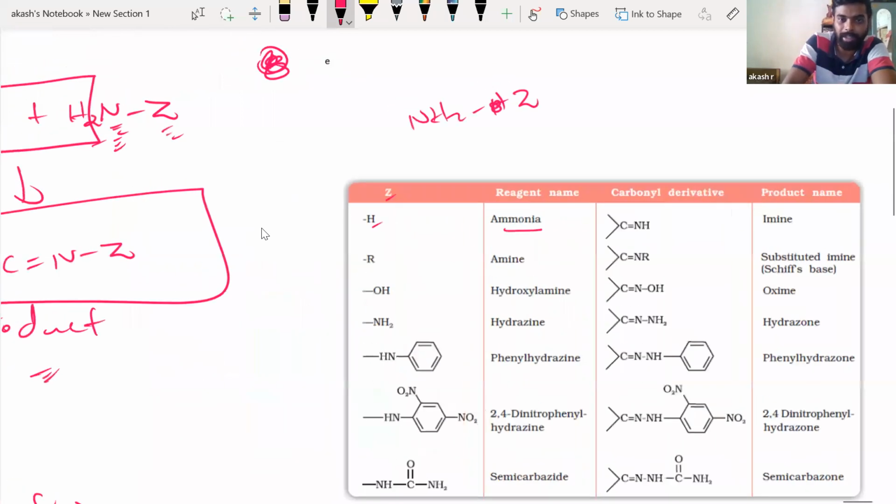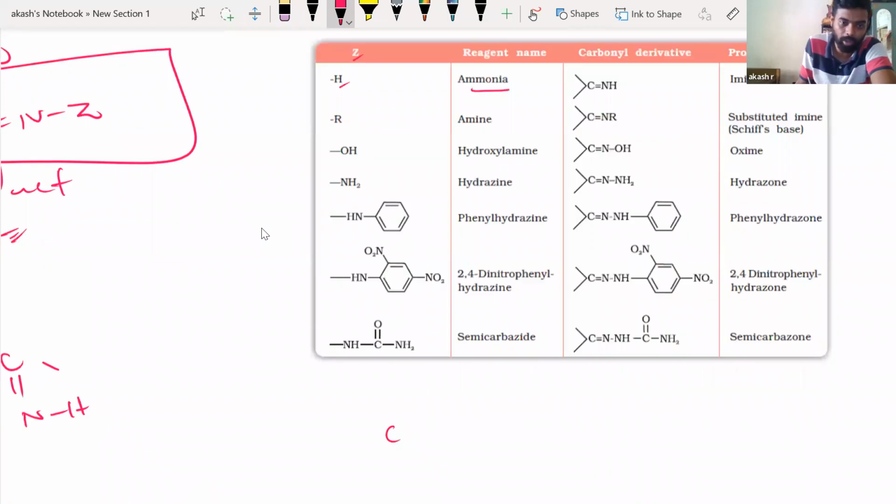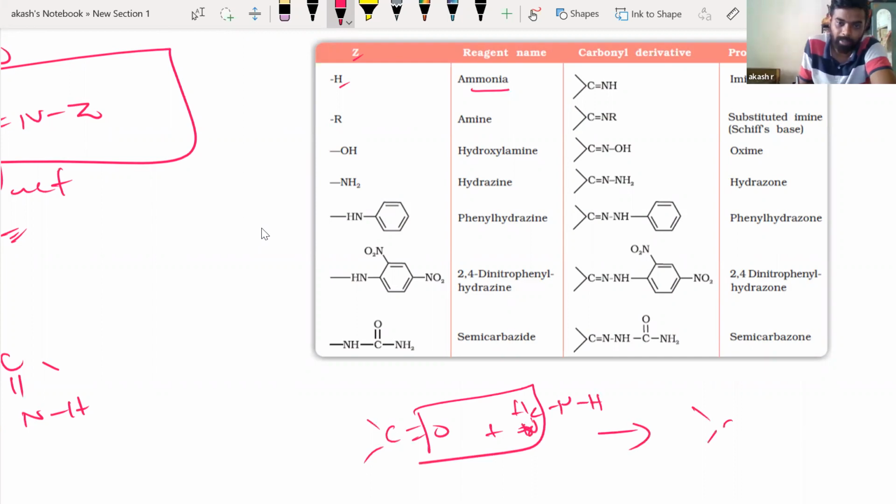Now, say, for example, I take ammonia, and we have this C double bond O and we have the ammonia. Let me write it as H2NH like this. Now, what are you going to do? You're going to remove the water molecule to form C double bond NH. And that's exactly what is formed here. And that product is what is called an imine.